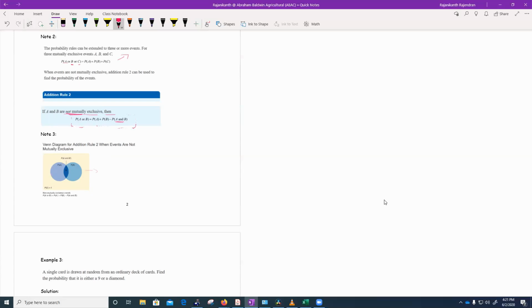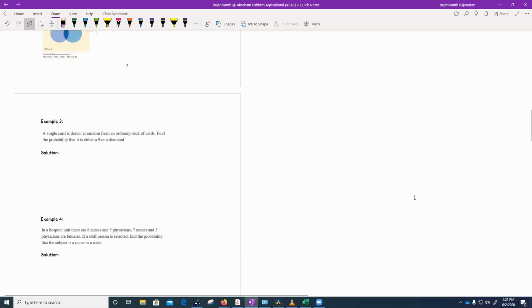Okay, so when you do the problem, first of all, you need to figure out whether two events are mutually exclusive or not. If it is mutually exclusive, then use the first rule formula. If it is not mutually exclusive, then use rule number 2 formula.